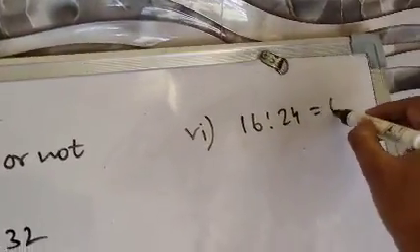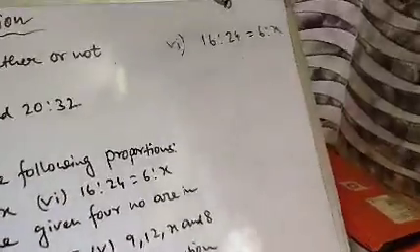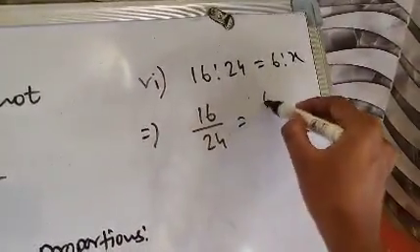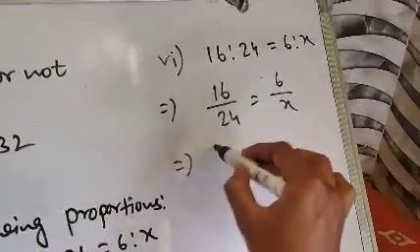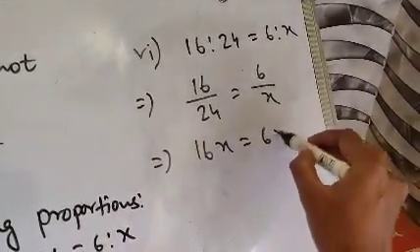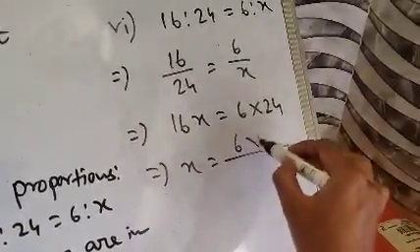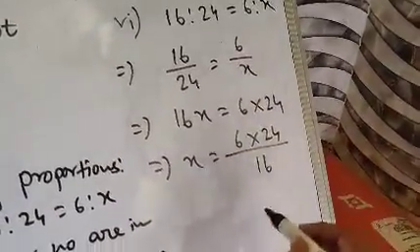16:24 equal to 6:x. In the same way we can write 16 by 24 equal to 6 by x. Cross multiply, 16x equal to 6 into 24. Therefore x equal to 6 into 24 by 16.